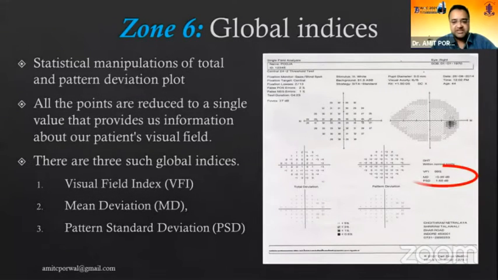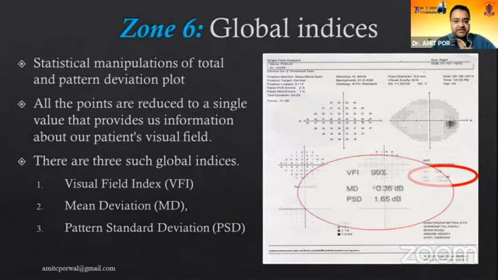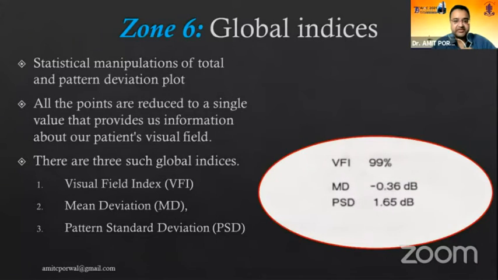Coming to zone 6, basically the global indices. It shows the statistical manipulation of the total and pattern deviation plots. All the plots are reduced to a single value that provides us uniform information about our patient's visual field. There are 3 such global indices. You have the visual field index, the mean deviation, and the pattern standard deviation.